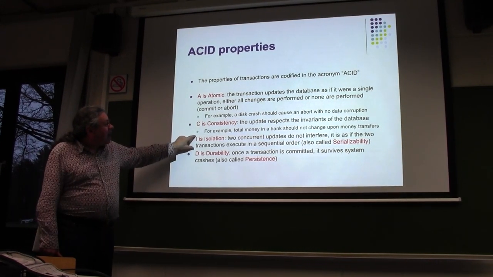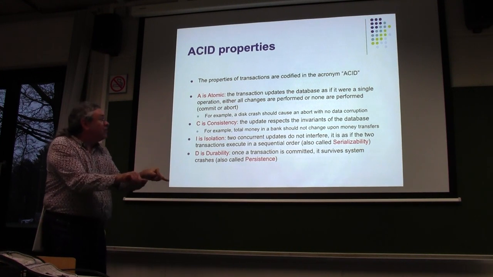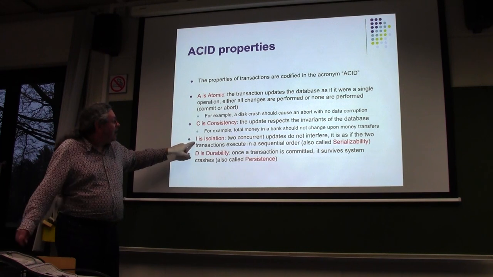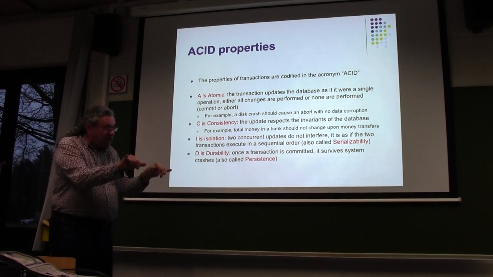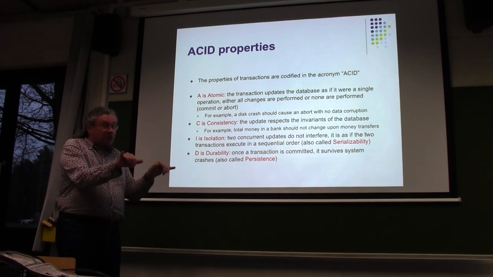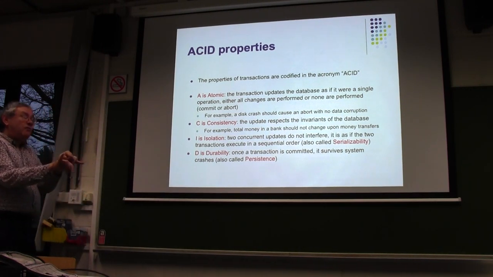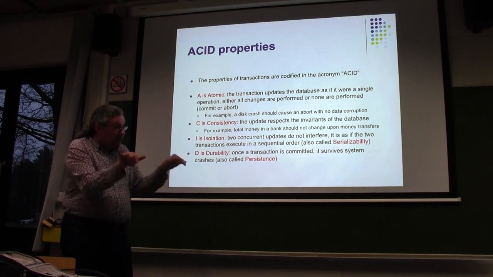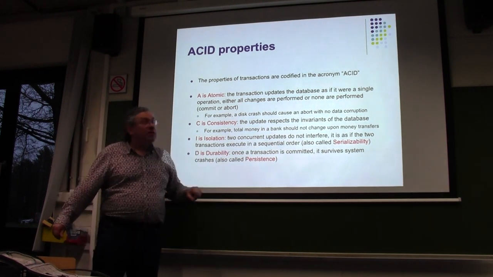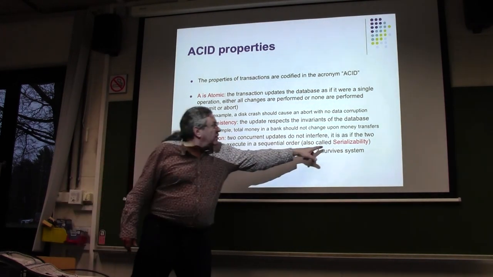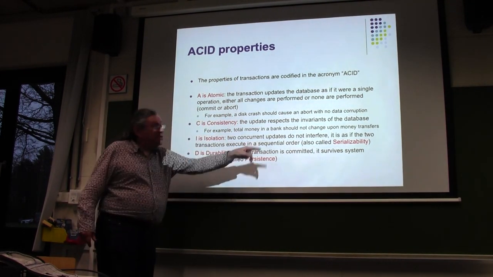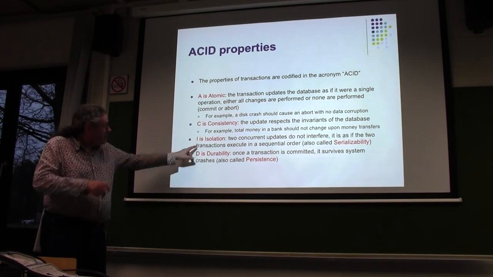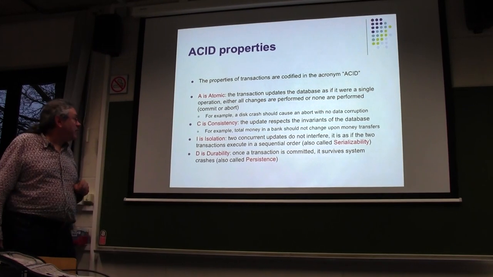And the I means isolation. That means transactions don't interfere with each other. This is not the same as atomicity, huh? It means that for two transactions, it's as if they're done in sequential order. So they might be parallel for speed, but the semantics is exactly as if one of them was done before the other. It's also called serializability, but the acronym is not so nice with serializability, so that's why people talk about isolation. But isolation and serializability are basically the same thing.